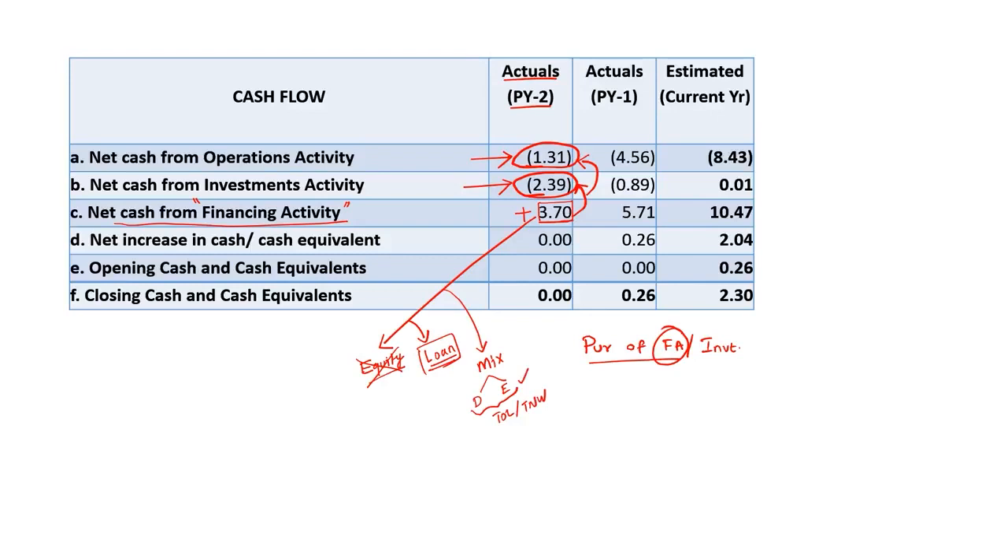So here there is a negative operational cash flow, there is a negative cash flow under investment activity, and all were funded from financing activity. And if you sum all this, the net increase in cash and cash equivalent is 0. They didn't have any opening balance and they're also not having any closing balance. This is the previous year 2 analysis. Let us also analyze previous year 1 now. We'll do the analysis of previous year 1.